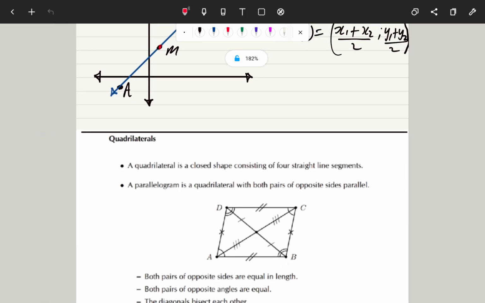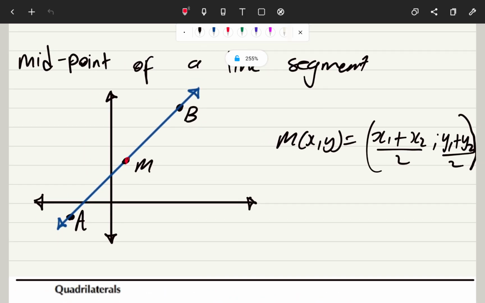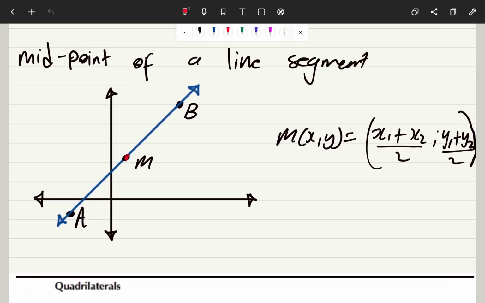The last thing, or second last thing, is the midpoint of a line segment. So if you have a straight line, and on that straight line you have say two points, you pick any two points, point A and B. If you want to find the midpoint of line AB, you use the formula. You just add the x values of the two points A and B, divide by 2, and take the two y values from your two points A and B, add them and divide by 2.